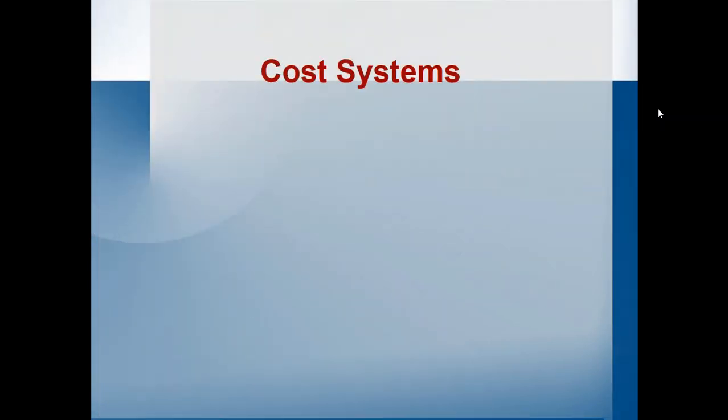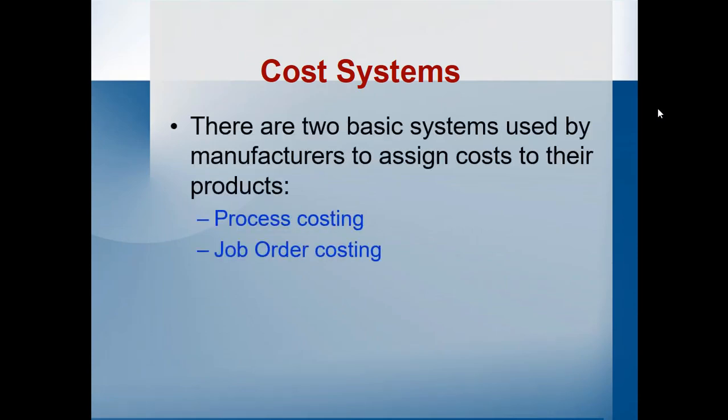Cost systems, these job order and process costing systems, are just two ways that a manufacturing company can track the costs of the different jobs that they're completing through their manufacturing system. They're used to assign costs to their products. Process costing and job order costing are just two methods used to be able to do this.